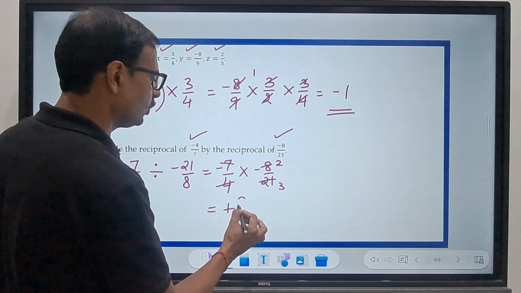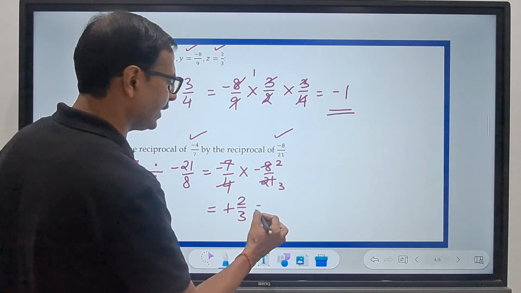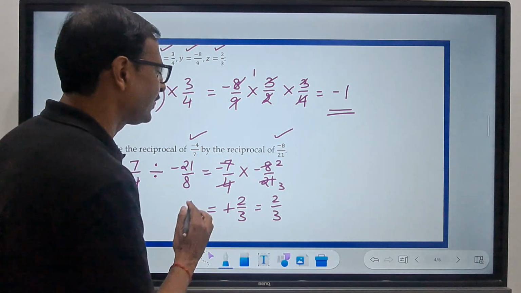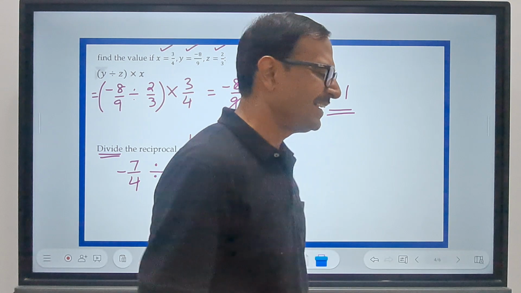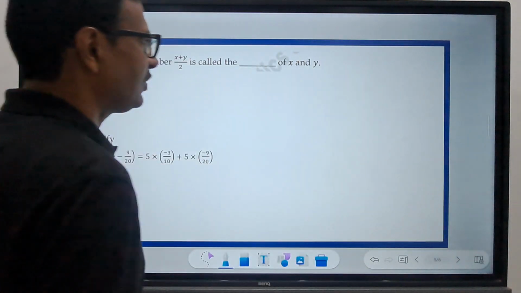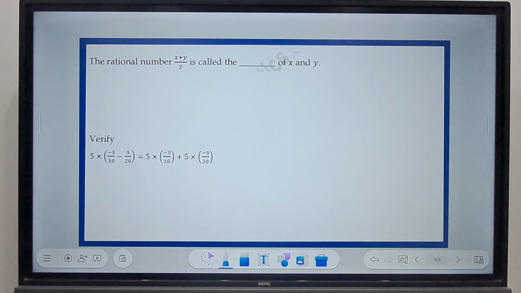So you have 2 by 3, or simply 2 by 3. You don't need to write a plus sign here. So 2 by 3 is the correct answer for this question. Easy, right? Things become easy when you start knowing the basics.